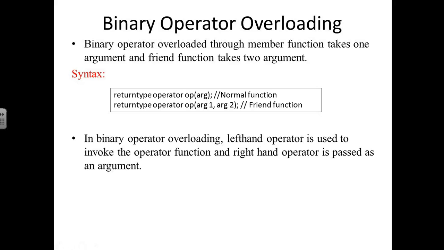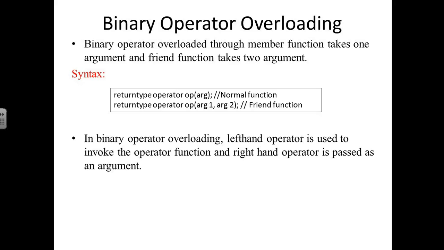This is the syntax. If it is a normal member function, we need to pass one argument. Which argument we are going to pass, we will discuss in the program. If we overload the operator through a friend function, it will take two arguments, whereas in unary operator overloading it takes one argument. The syntax is return type operator, then the operator we are going to overload, with the argument within brackets. If it is a friend function, I have missed it here, it should be preceded by the friend keyword: friend, return type, operator op, with arguments in brackets. So two arguments are passed for a friend function for a binary operator.